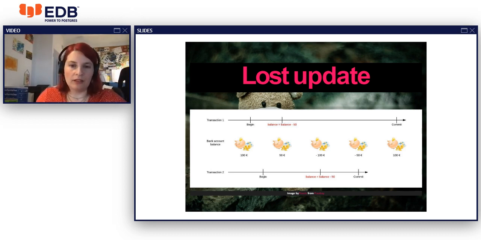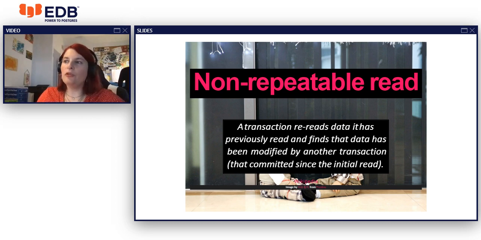Now let's talk about non-repeatable read. It happens when a transaction rereads data it has previously read and finds that data has been modified by another transaction that committed since the initial read. So it's not the same thing as dirty read. There's a read of the data, then another transaction commits a change of this data, and then the first transaction tries to reread the data, and it will find it has completely changed.